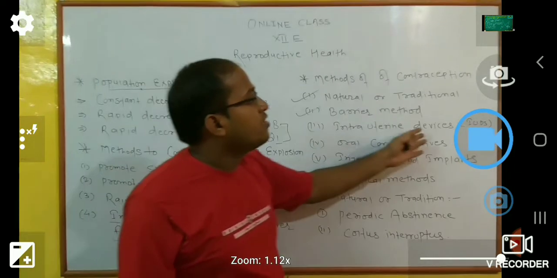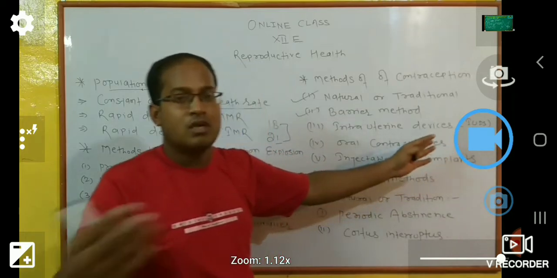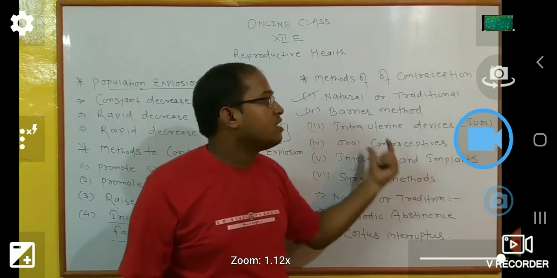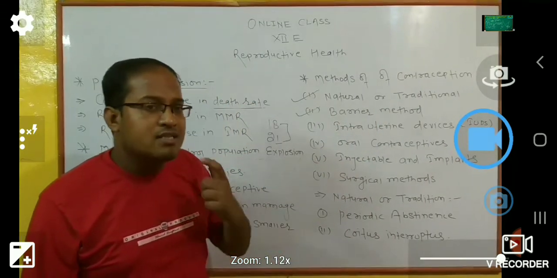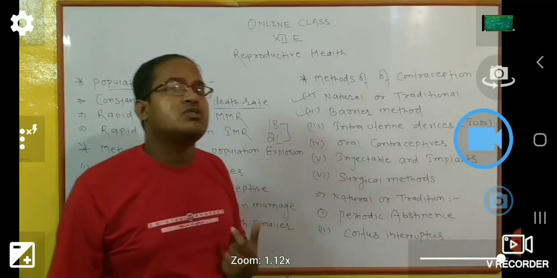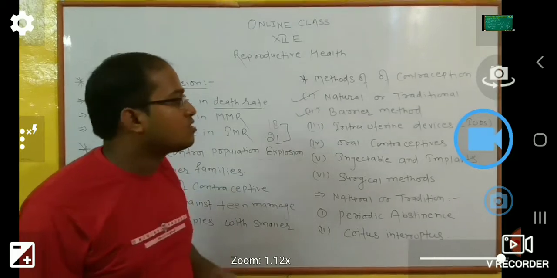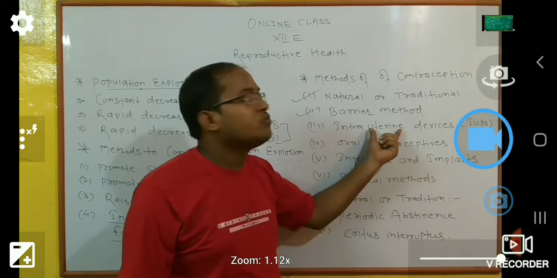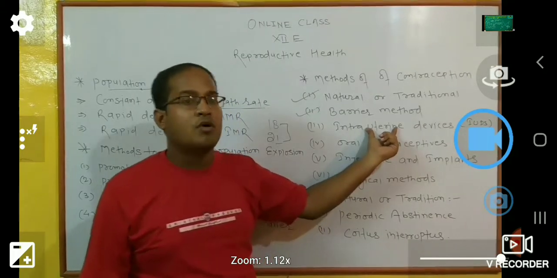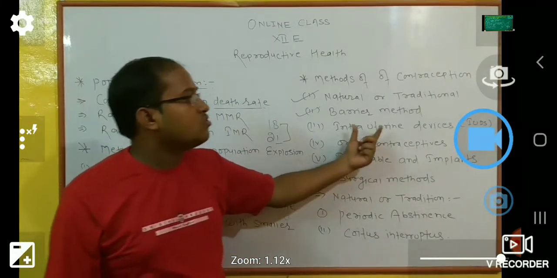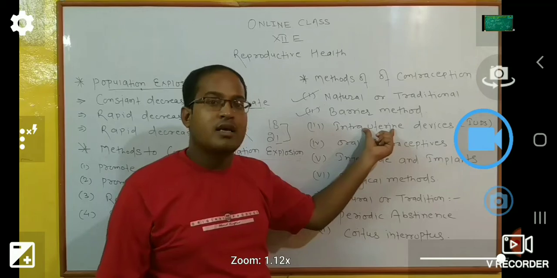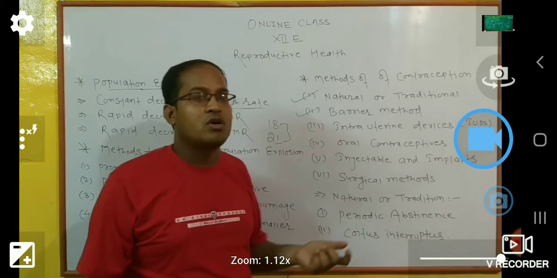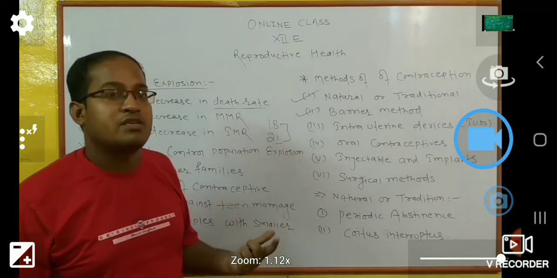Next, intrauterine devices, IUDs. We will also discuss in the next video what intrauterine devices are. Intrauterine devices means there are several types of devices generally used in India and most of the world also. They are devices which are inserted into the uterine cavity of the female. There are many IUD devices that are inserted into the intrauterine cavity for stopping the fusion of male and female gametes. If they do not fuse, it means fertilization does not take place.